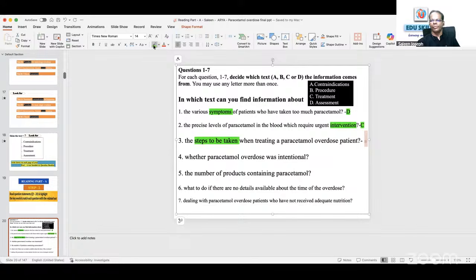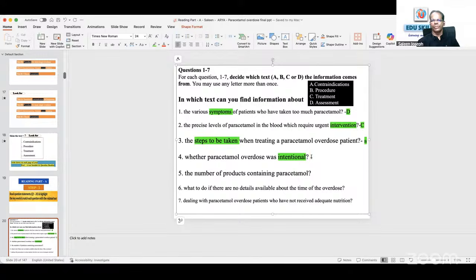Then the 4th question: whether the paracetamol overdose was intentional. Intentional or accidental. Where do you have it? It is A, Assessment. Yeah, in the assessment you find out whether it was intentional or accidental.